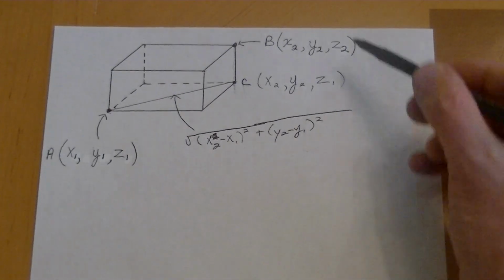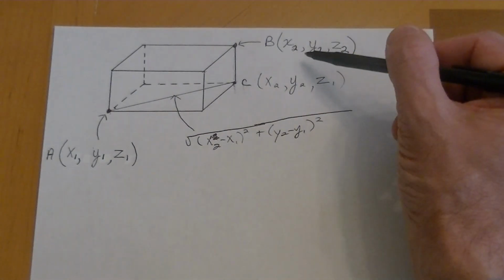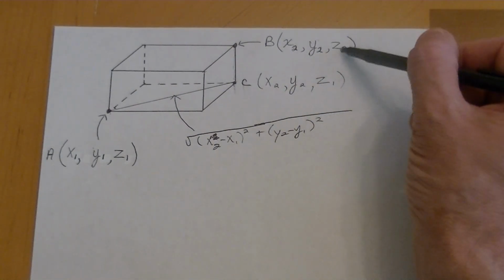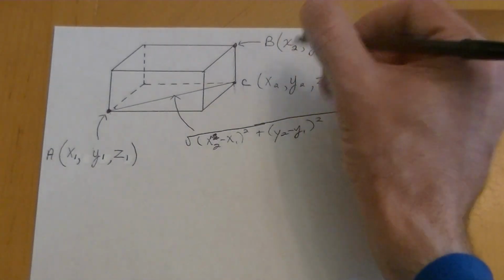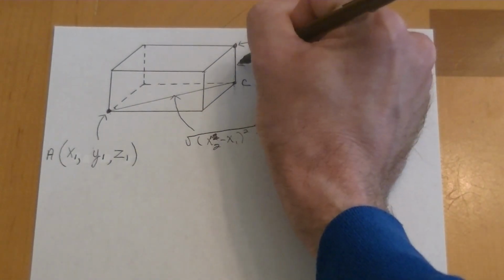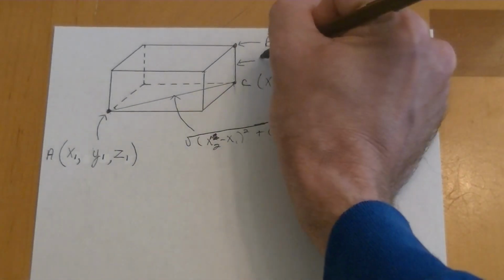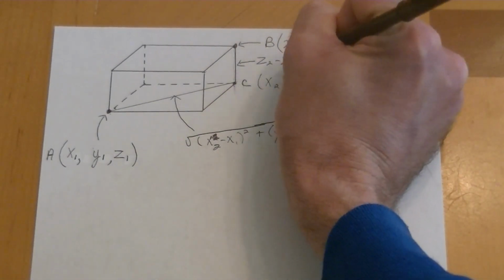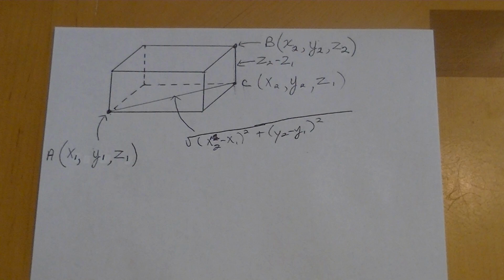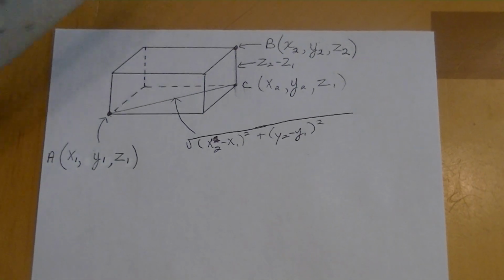Well, definitely. They have the same x values, they have the same y values, their only difference is their z values. So this length is just going to be the difference between z2 and z1. Now there's one more segment to draw, and this is all going to come together nicely.